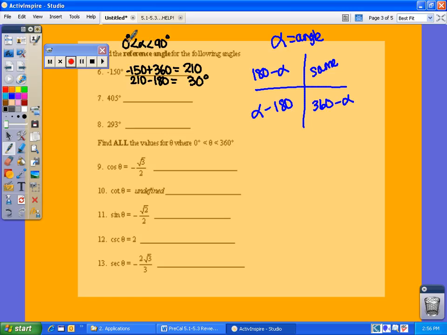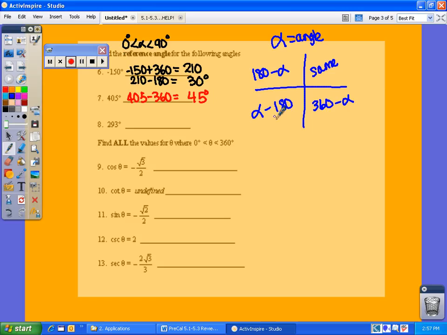Okay, next one is 405. I'm going to take 405 and subtract 360 from it because it's too big. And I get 45. Once I get that, that's between 0 and 90. I'm done.